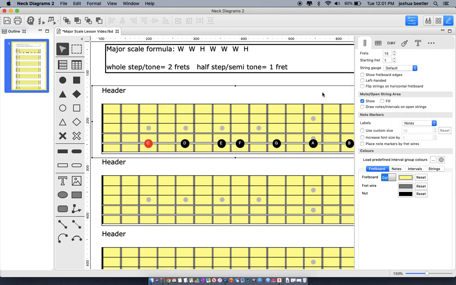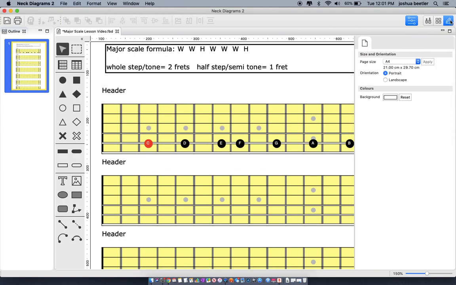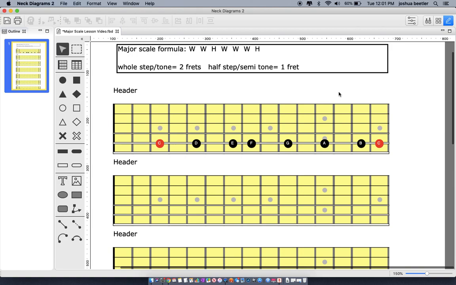So let's talk about some other scales that we can do. We're going to try and keep these all near the C major scale because we're talking about scales that are close to this. So how about for the next scale, I'm going to do the G major scale.